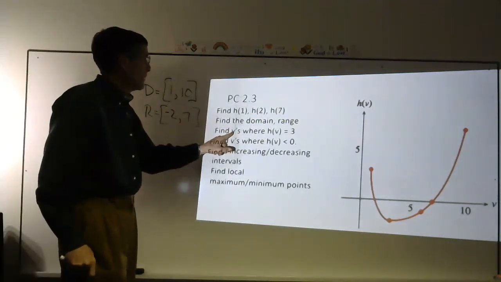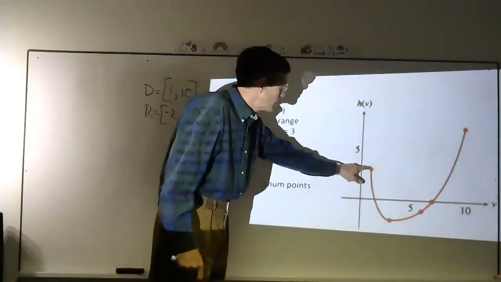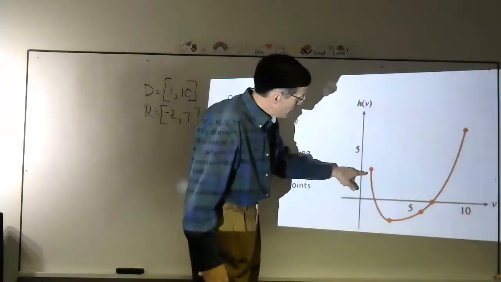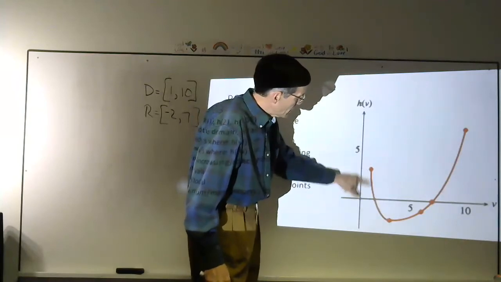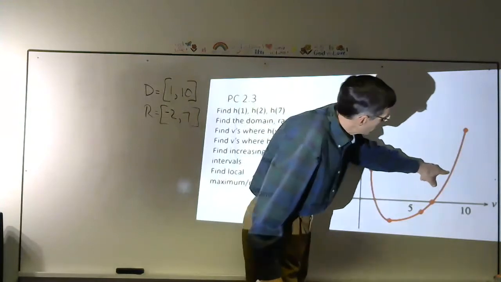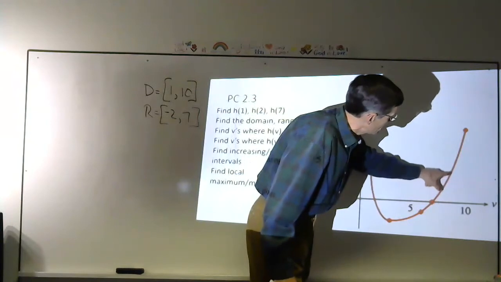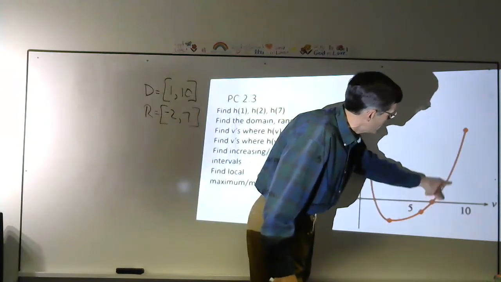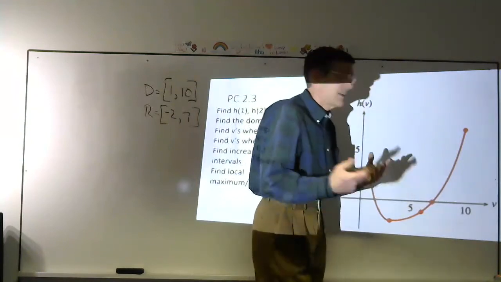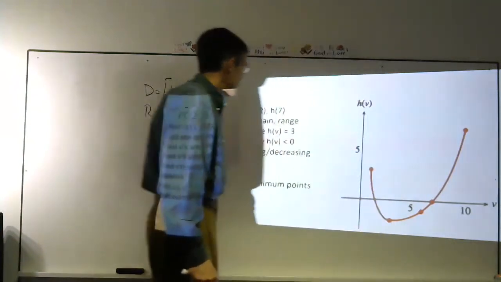Find the v values where h of v is 3. Okay, so here's 1, 2, 3. Okay, now find the v's where h of v is 3. So if I'm up 3 here, 1 goes to 3. And whatever that is right there, for those of you viewing this online, it's probably pretty tricky to see, but that's a little less than 9. I would say like 8.7, 8.8 will take you up to 3.